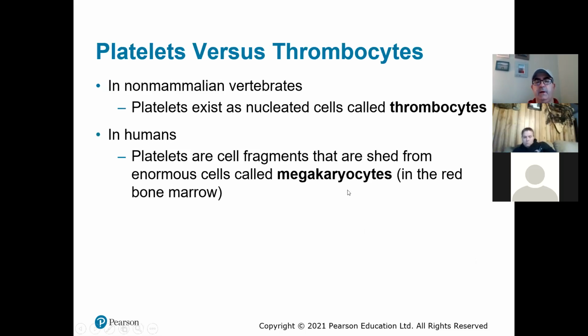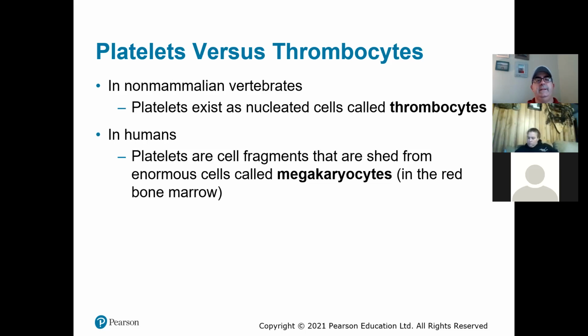Then we get to the third type of cell fragments. What do we say? Plasma and what do we call the solids that are in the blood? I forgot now. So we have red blood cells, we have white blood cells, we have platelets. Okay, those are the other solids that are in the blood. Platelets are involved in blood clotting.